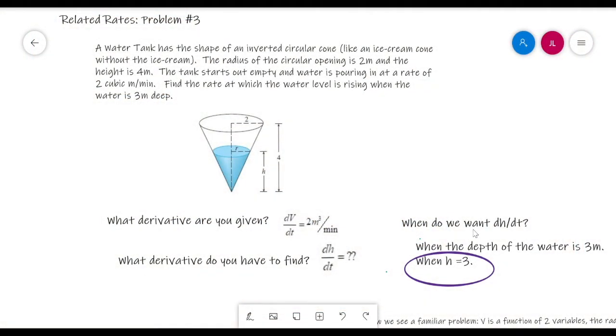This is Related Rates Problem 3. You shouldn't be working on this problem unless you have seen all 3 other videos: Introduction to Related Rates and Problems 1 and 2. This is a hard problem.